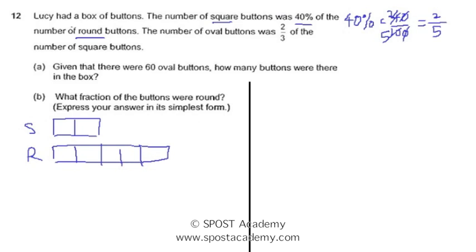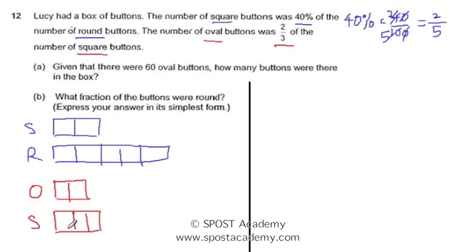Okay, the next sentence actually says the number of oval buttons was 2/3 the number of square buttons. So if I have to draw another model to compare the oval and the square buttons, I will get oval buttons will have 2 units, while the square buttons would have 3 units.